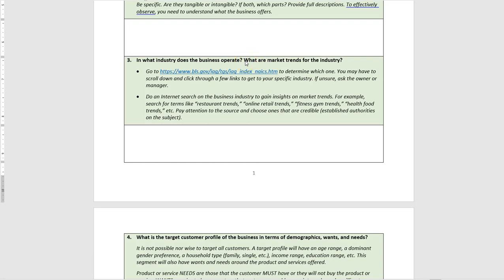The second part of this area asked for market trends for the industry. And all that really is expected here is for you to do an internet search about what kinds of trends that business industry might be facing. For example, if you were observing a restaurant, you would go in your internet search and type in terms like restaurant trends. And that should generate a number of resources that discuss the kinds of insights or trends that restaurants should be paying attention to. And you'll just go ahead and write a summary of what you find here. Please be sure to use reputable resources. So if they end with .org or .gov, those are typically credible resources.